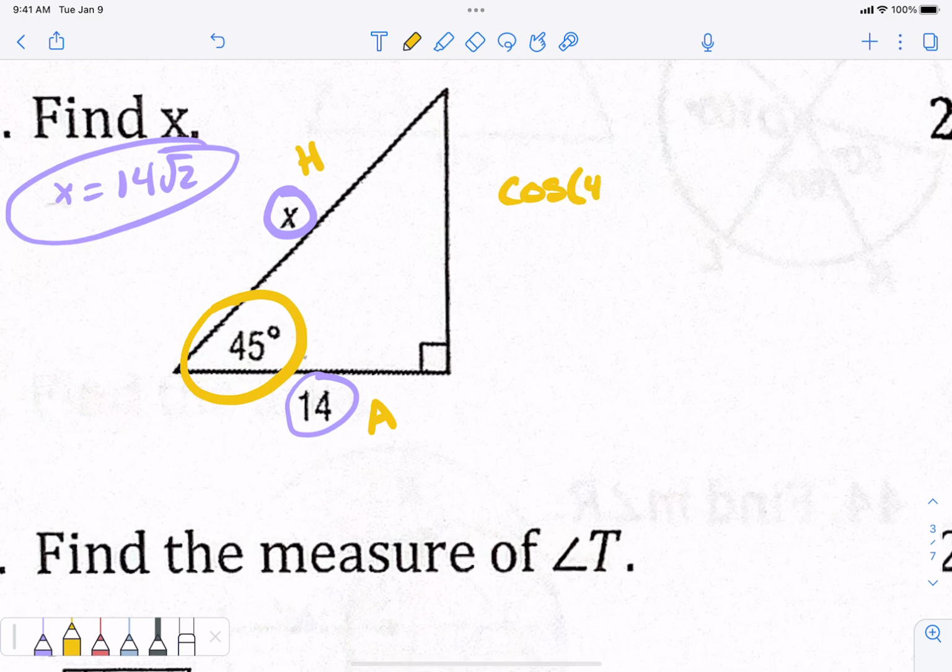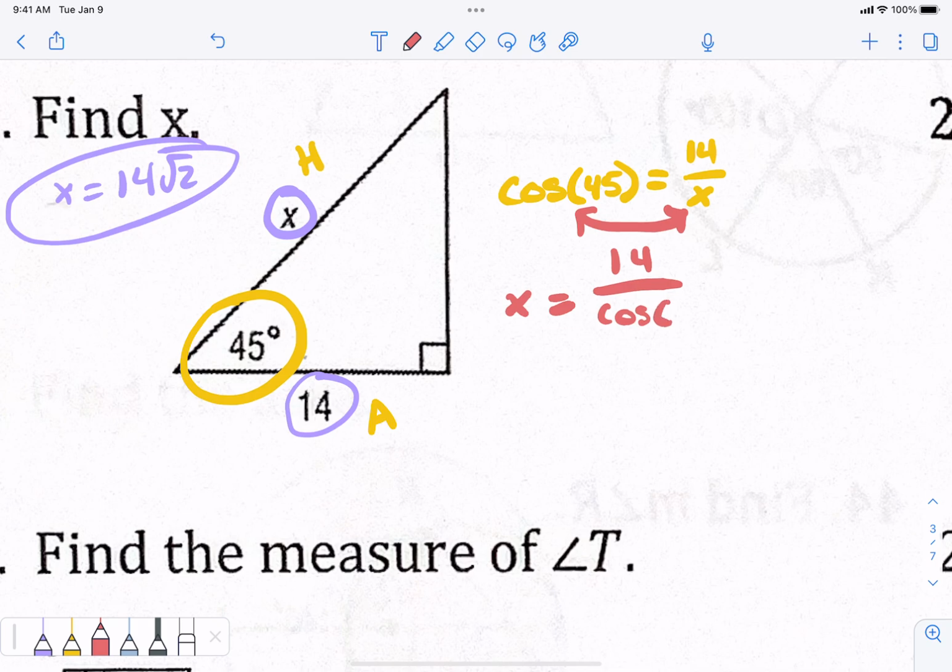And cosine of 45 equals adjacent, which is 14, over the hypotenuse, which is x. Now, when the x is in the bottom, we flip places with these two. So x will be equal to 14 divided by cosine 45.